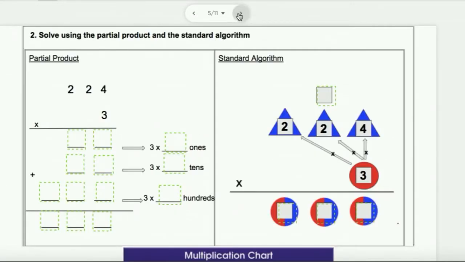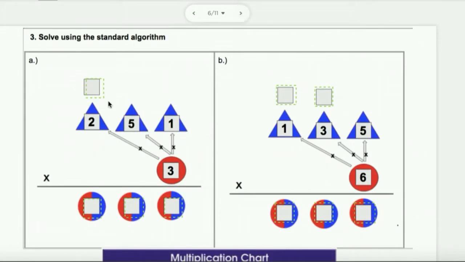Let's try another one so you guys can get some more practice in. This time, not focusing on the partial product and just focusing on the standard algorithm. Let's start with problem A. In problem A, I have 251 times 3. Remember, I'm multiplying my red circle by all 3 of my triangles at the top, and then I'm going to put my answer at the bottom, which is a combination of my red and my blue. So let's go ahead and get started.